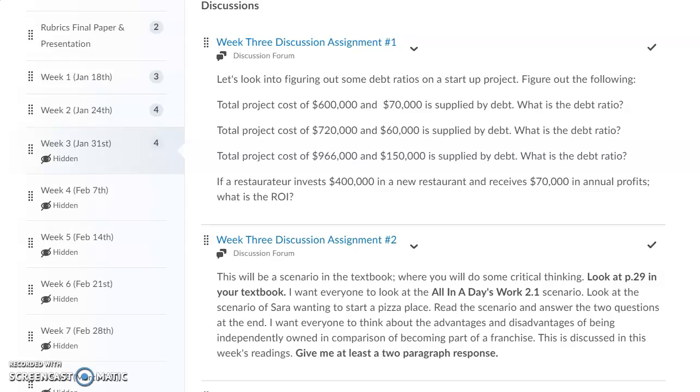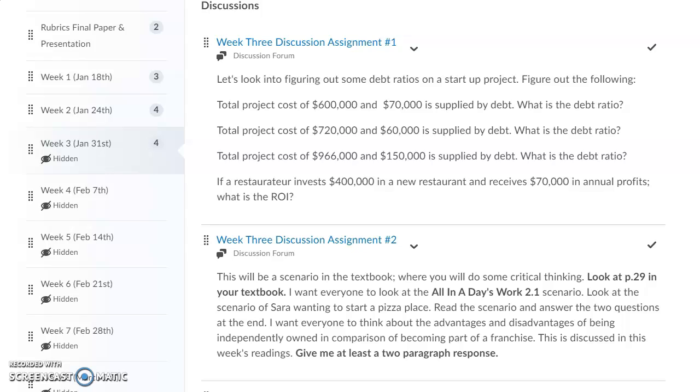However, we have to look at the startup process and the amount of debt. The textbook talks about how you figure out debt ratios, and the first discussion assignment question is going to be some debt ratios and figuring those out. Examples of these are in your text. These are numbers that I actually came up with. As you get into your readings, you will be able to find the formulas for how to figure out debt ratios. This is really simple math, everybody. It's not calculus, nothing complicated.